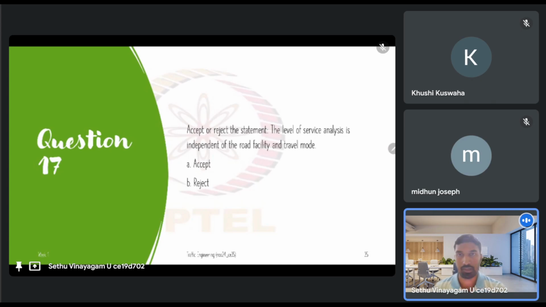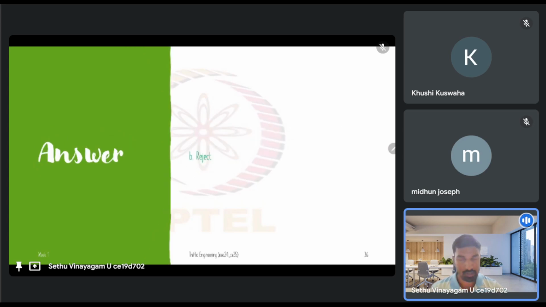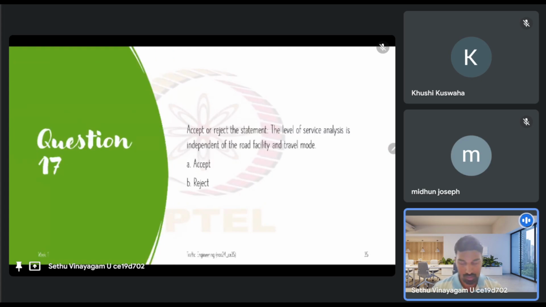There is one vote for option B, reject. Okay, any other answers? Okay, so the right option is option B, that we reject the statement because of the level of service.